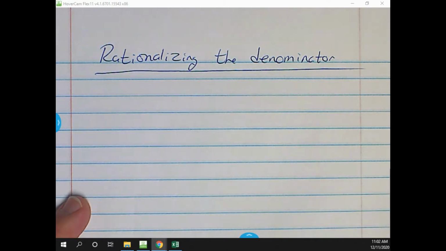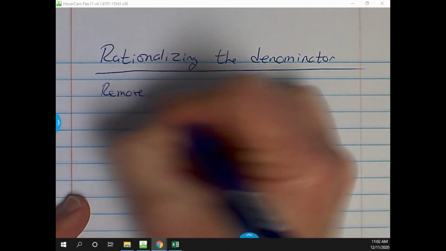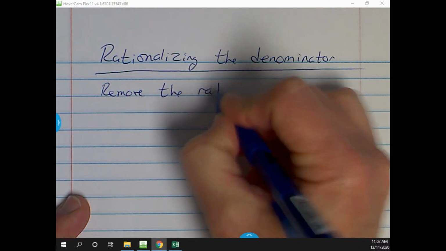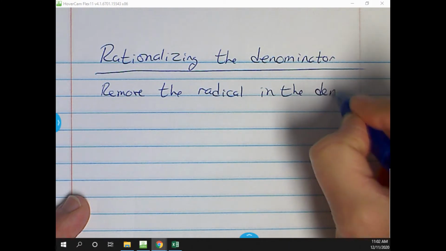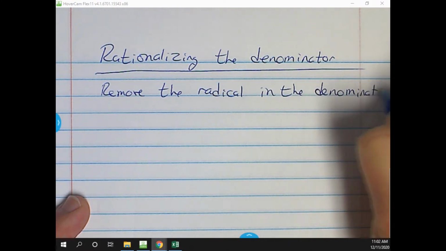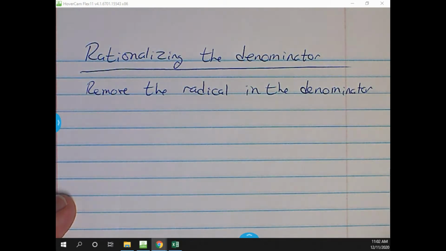All right, so for rationalizing the denominator, here's basically what we're going to do. When we talk about rationalizing the denominator, this means that you're going to remove the radical in the denominator. It's not a big deal now with everything we have with computers, but it used to be that if you had a square root in the denominator, it made doing the math really complicated. It's not near as bad now as it used to be, but it's still a little bit easier if you don't have a radical in the denominator.